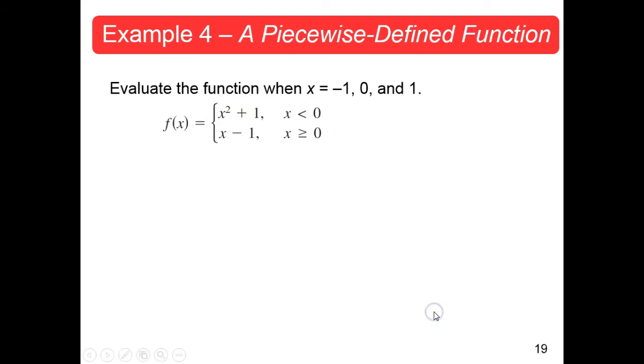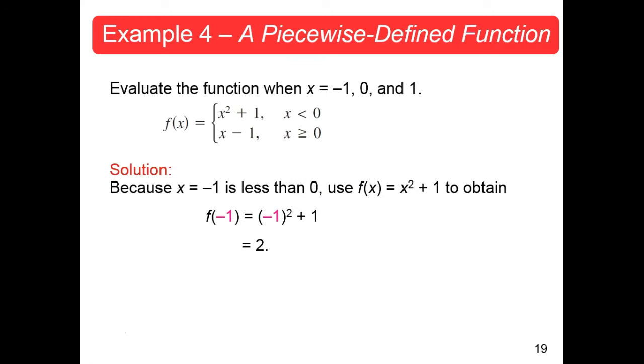erase all the ink on the slides. And, oops, that's not what I want to do. And here's their solution. Okay, the two parts. Because x equals -1 is less than 0, we use the first equation to evaluate f of -1. -1 squared plus 1, that would be -1 squared is 1, plus 1 is 2. All right.